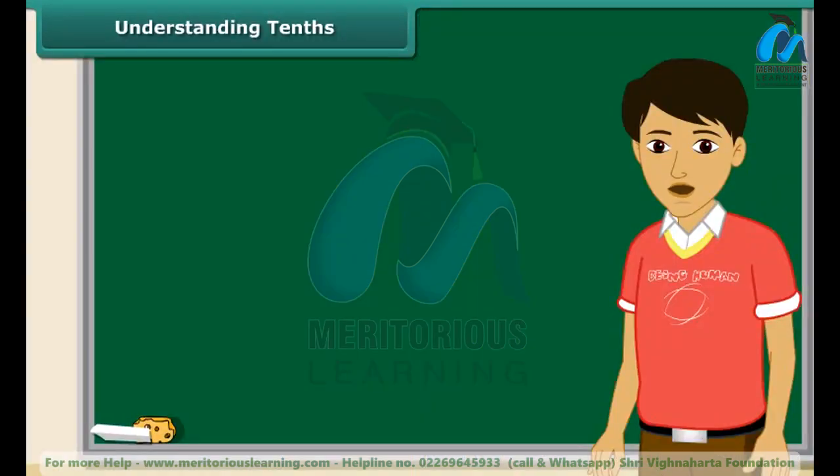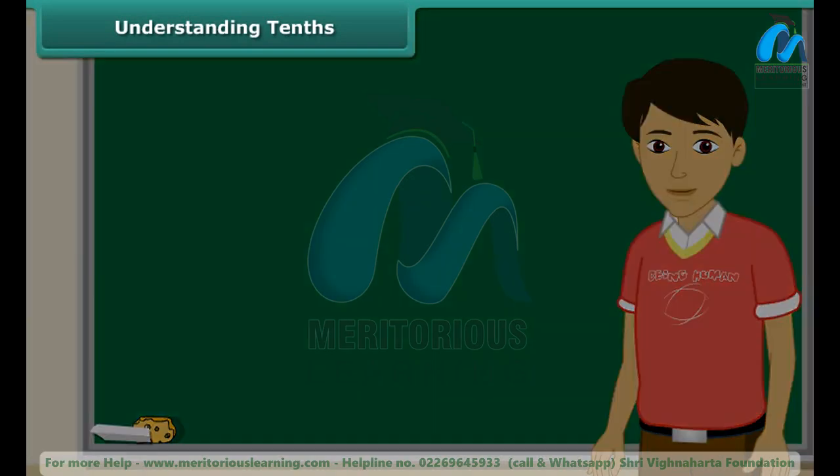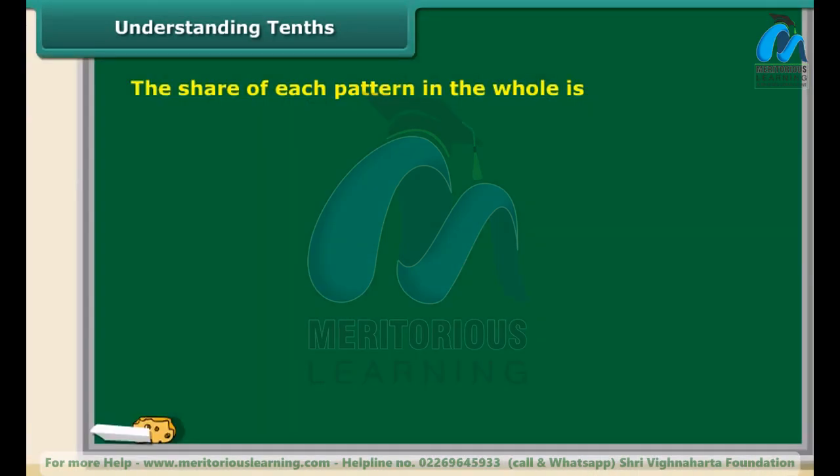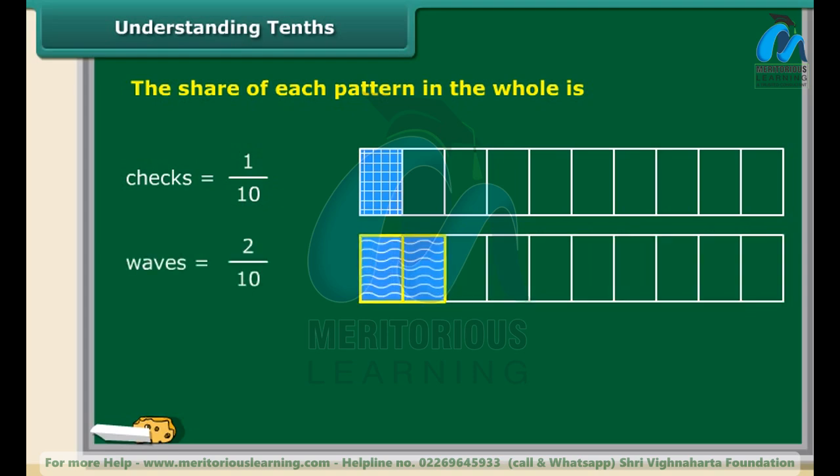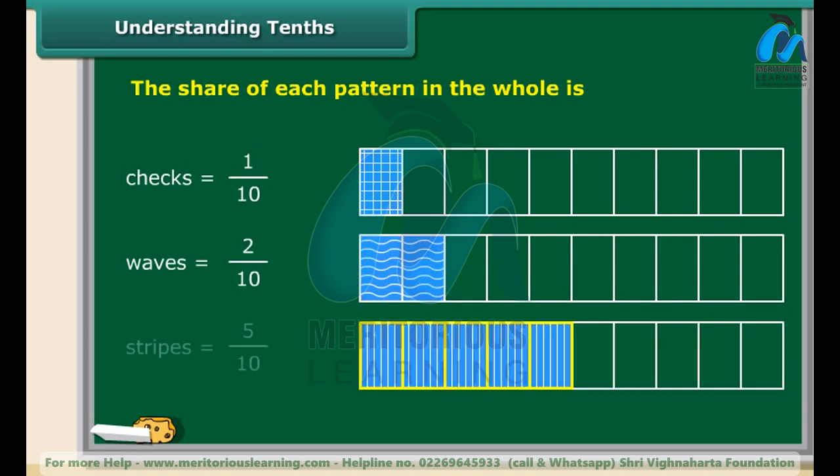Let us understand the concept of decimal using fractions with denominator 10. Consider the fraction bars. In the first bar, only 1 out of the 10 blocks has checks. In the second bar, only 2 out of the 10 blocks have waves. Similarly, in the third bar, 5 out of the 10 blocks have stripes. In all these cases, we express the share of the patterned blocks to the total blocks as a fraction with denominator 10. Such fractions are called tenths.